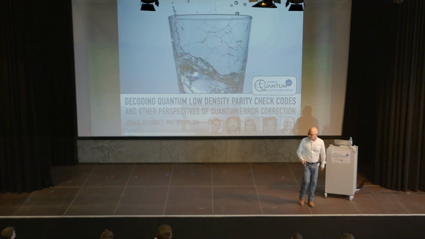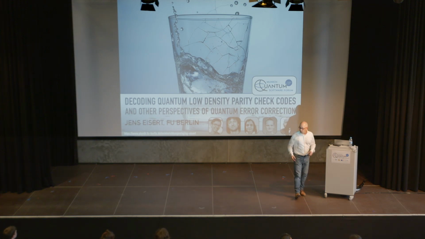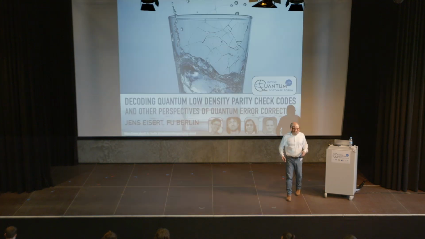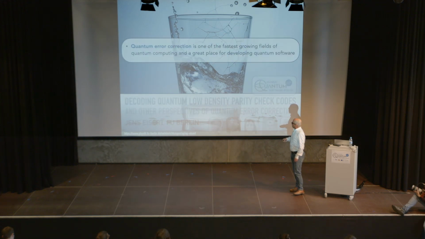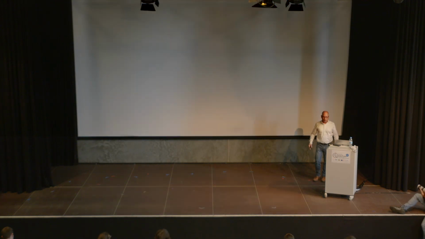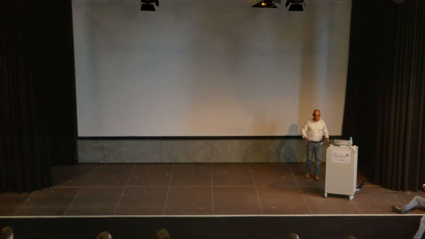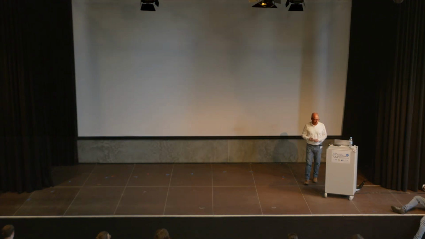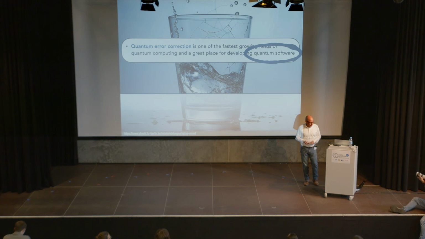But there's also a meta message, and I might want to start with a meta message altogether, which is that we need functioning communication software. No, which is that quantum error correction is one of the fastest growing fields of quantum computing and presumably a great place for developing quantum software, which is why I feel very much at home here, and which is why you should see this entire talk as a kind of invitation to think in certain terms about things.